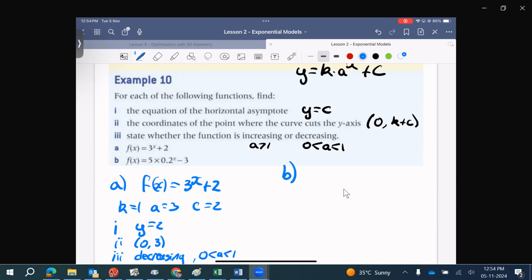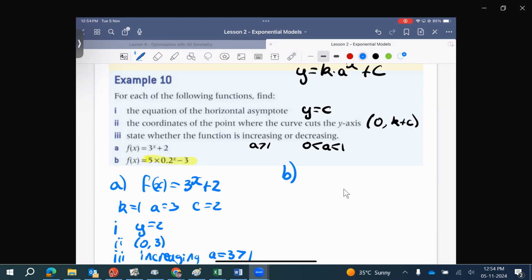Oh sorry, I'm getting confused. You're right. I'm reading the wrong one. Sorry, a was equal to 3 here. So this one is increasing because a equals 3, which is greater than 1.